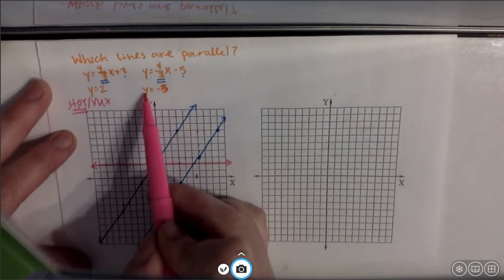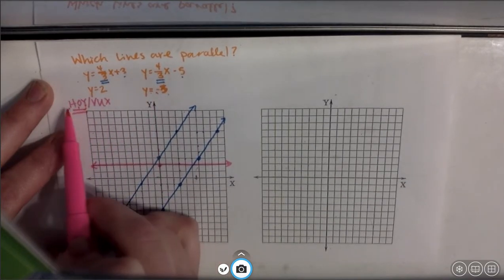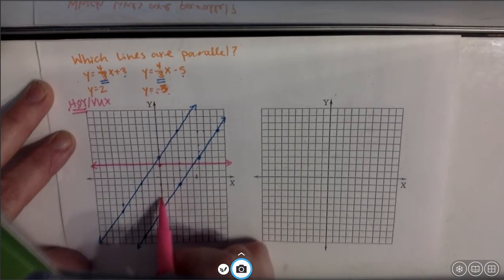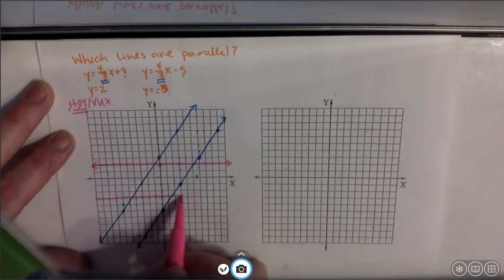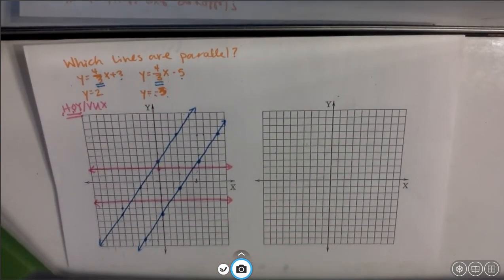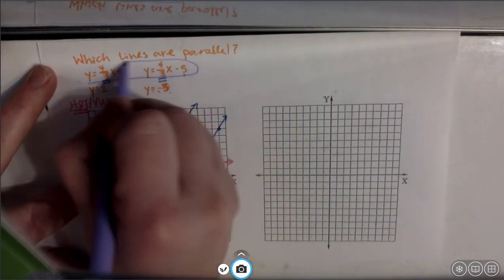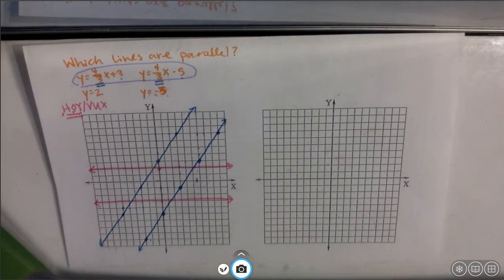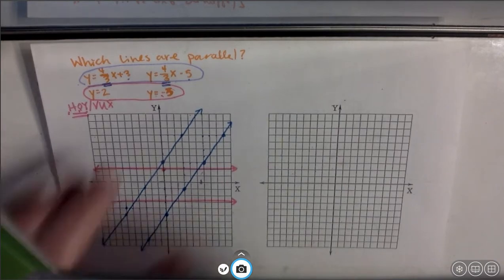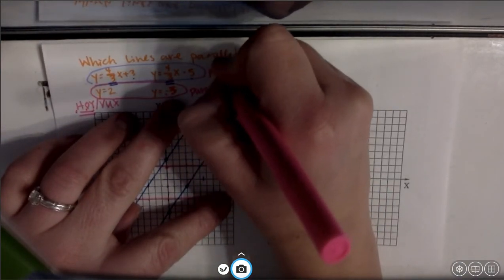This next one, y equals negative 3. Again, HOY. The y-intercept, horizontal line, 0 slope, and it's going to go through negative 3. 1, 2, 3. Draw a horizontal line. All right, so it looks like we have 2 sets of parallel lines. These top 2 equations are parallel lines, and these bottom 2 equations are parallel lines. So those are our sets of parallel.